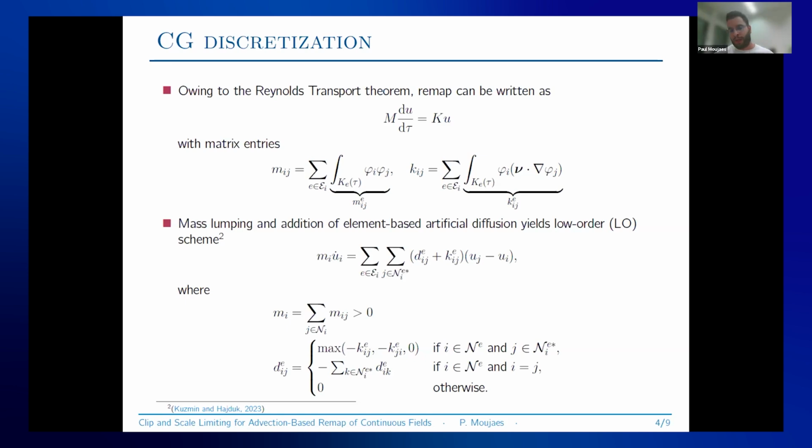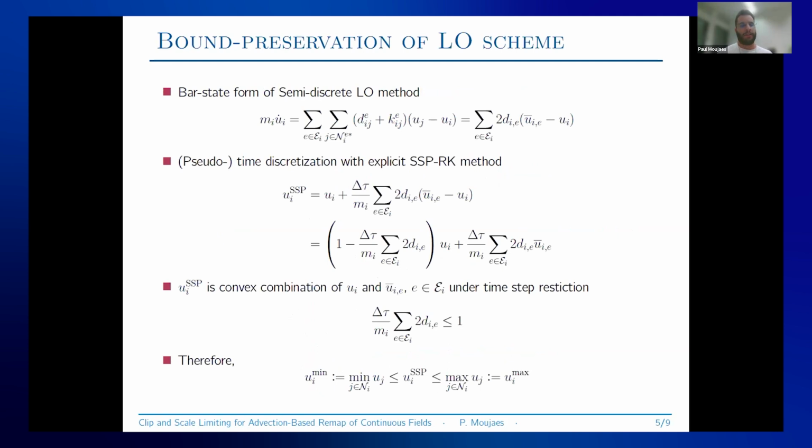And we can show quite easily that this is bound preserving by some convexity argument. So we can write the low order method in a so-called bar state form, where we get this UIE bar on each element, and we can show that these bar states are convex combinations of the element stencil. So by construction, these are within local bounds.